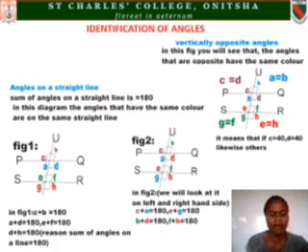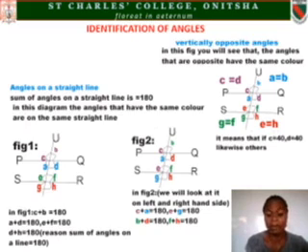Let us look at figure 1. In figure 1, angle C plus angle B is equal to 180. Angle A plus angle D is equal to 180. Angle E plus angle F is equal to 180. Angle D plus angle H is equal to 180. Reason, the sum of angles on a straight line is equal to 180. Now let us look at figure 2. We will look at it on the left and right hand side.